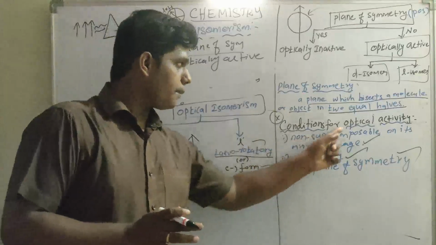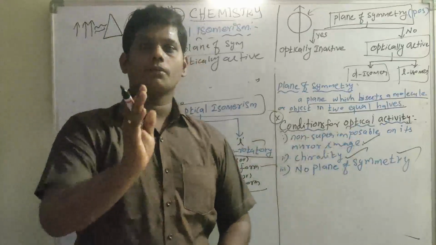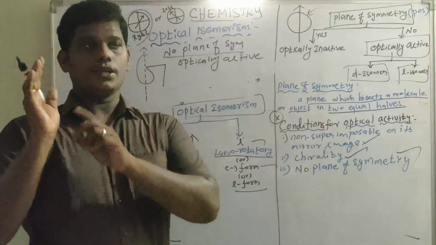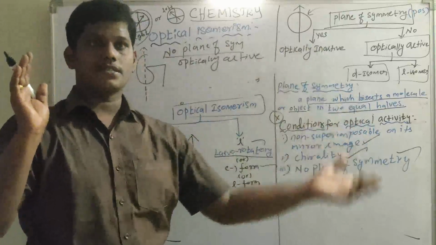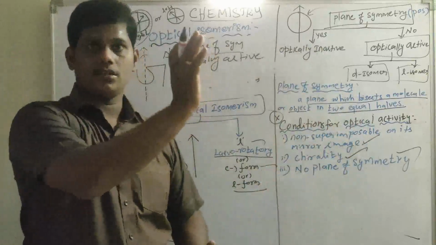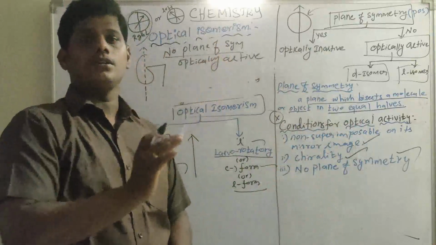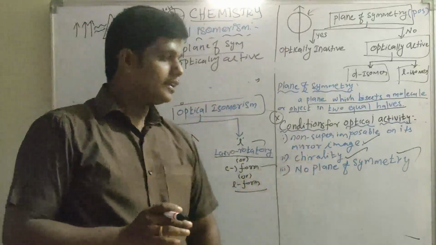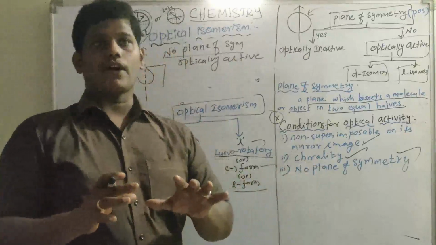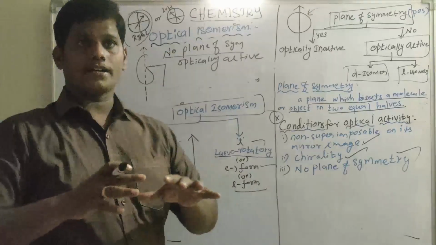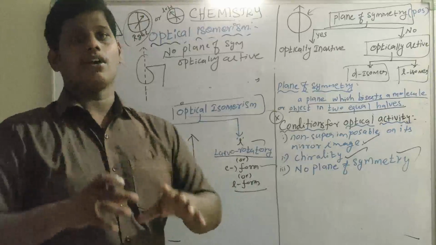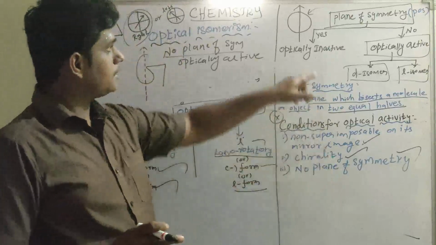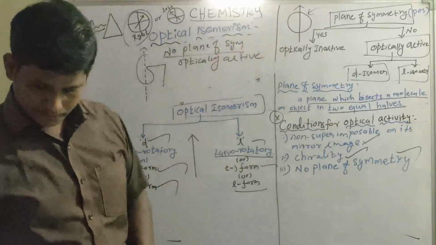Point number 1, non-superimposable on its mirror image. What do you mean by non-superimposable mirror image? You see your right hand, and in the mirror it appears as a left hand. They do not match, there is no superimposition. So it is a non-superimposable mirror image. Okay, chirality. Chirality means different kinds of atoms or groups of atoms attached to a chiral carbon. It is called chirality. Okay. Also, no plane of symmetry, which we have already discussed.